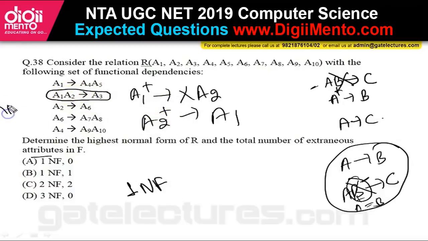So A1 and A2 combined are giving A3 only, and no one can derive it, so we cannot break them. We have solved this kind of question in partial dependencies also. So in that case we have zero extraneous attributes. Why? Because I cannot remove A1 and A2 from each other. So the answer is A here, 1NF and 0 extraneous attributes.